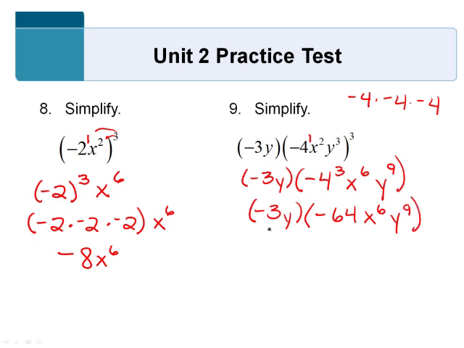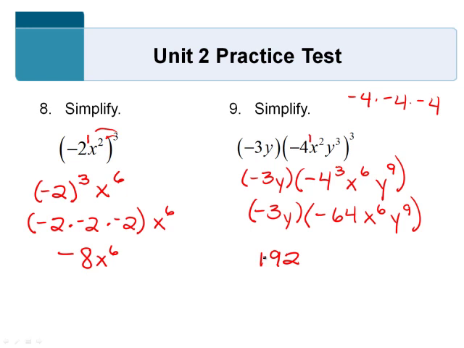All right, so now it's a multiplication problem like we did earlier. So remember, when you multiply, you have to multiply the coefficients, the big numbers. So a negative times a negative is going to be a positive. And let's see, what is 3 times 64? 12, carry a 1, 192.